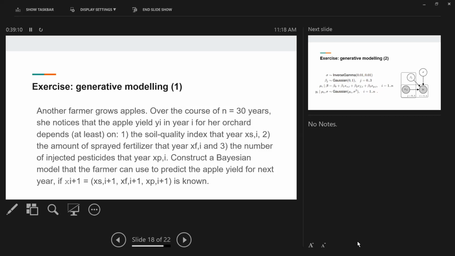Construct a Bayesian model that the farmer can use to predict the apple yield for next year. Then X_{i+1} is a factor, and are these three numbers, so the next X. You don't have to do much with this, just construct a Bayesian network that can sample a Y from X.